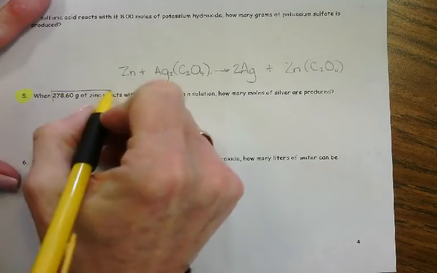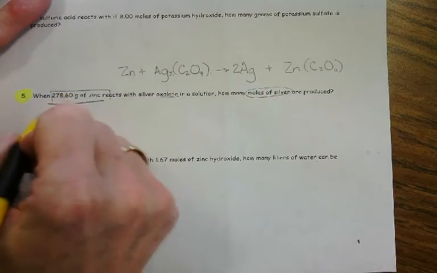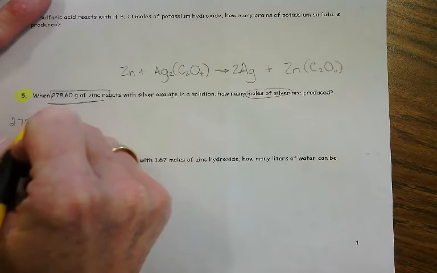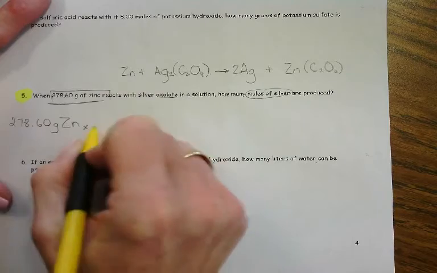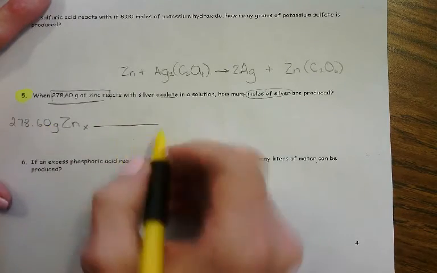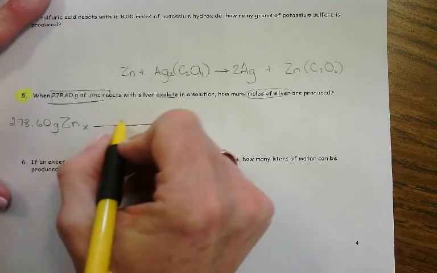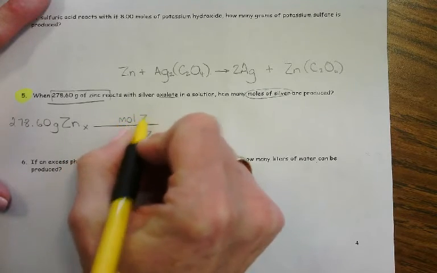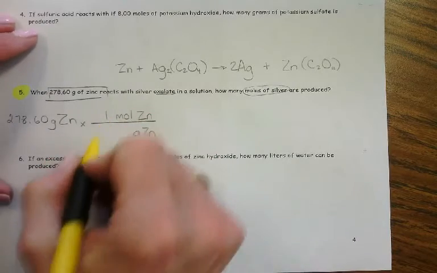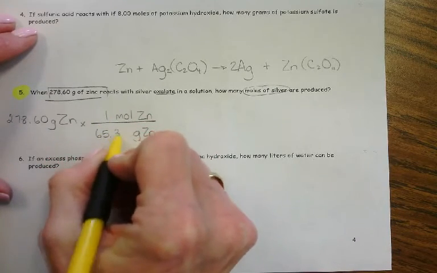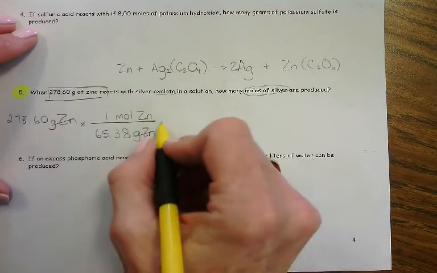So that's my given. And how many moles of silver is my unknown? So I start out with 278.60 grams of zinc. I need to convert to moles first, so I'm going to just go down grams of zinc. Do I know a relationship between grams of zinc and moles of zinc? Well, yes, I do. I know the molar mass of zinc in 1 mole. It's 65.38 grams. Grams of zinc cancel. I've got it in moles.